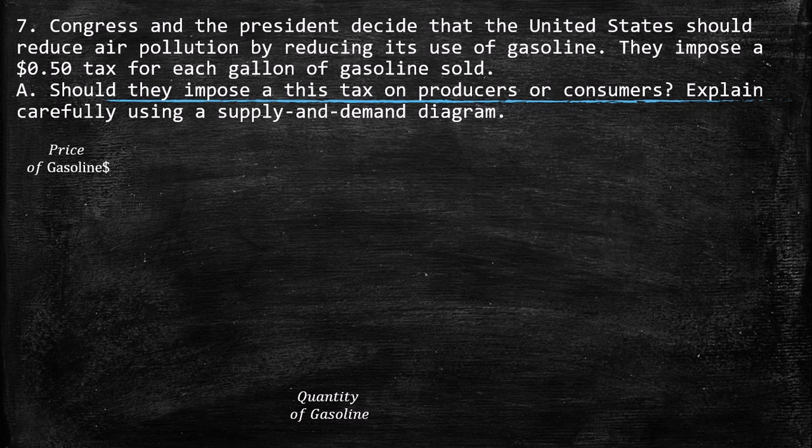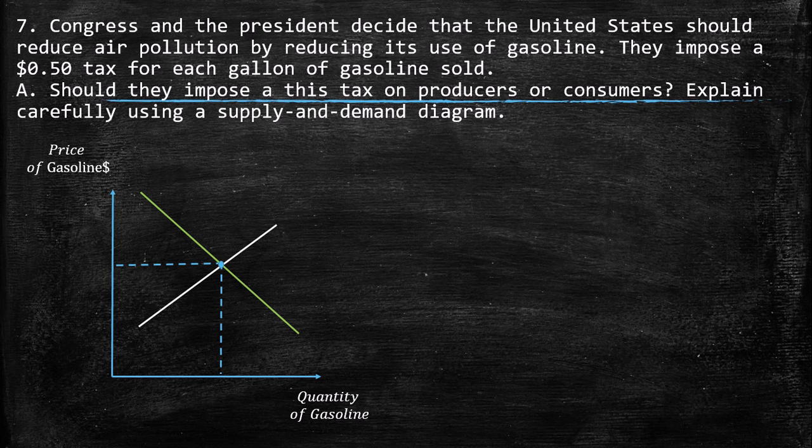So here we have the market of gasoline. Here we have the price and quantities. Here we have the initial. This is the initial condition where we have this price and equilibrium. So given the tax, the consumers have to pay more. So remember, when they have to pay more, because of the law of demand, they're going to consume less.